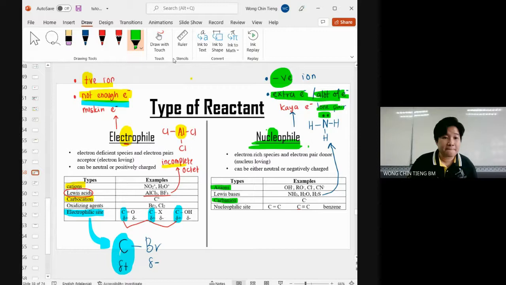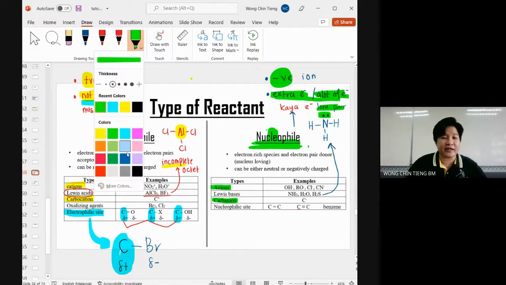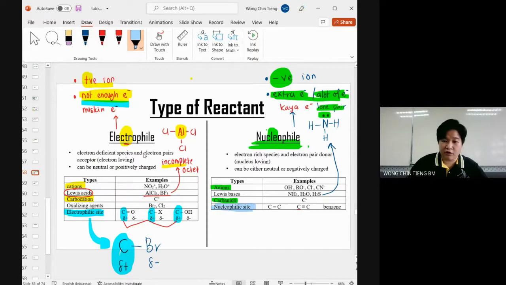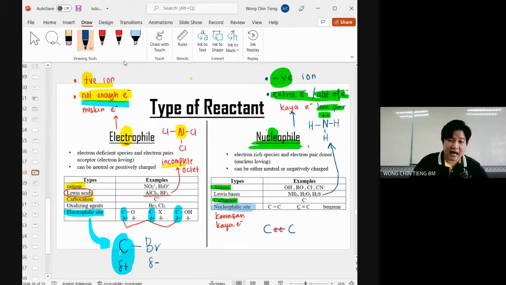Nampak? Okay? And last but not least, your nucleophilic site. What is meant by nucleophilic site over here? Is the area, kawasan yang kaya dengan elektron. Siapa kawasan yang kaya dengan elektron? Senang je. Single bond pegang 2 elektron. So bila dia jadi double bond, dia jadi 4 elektron. Betul?